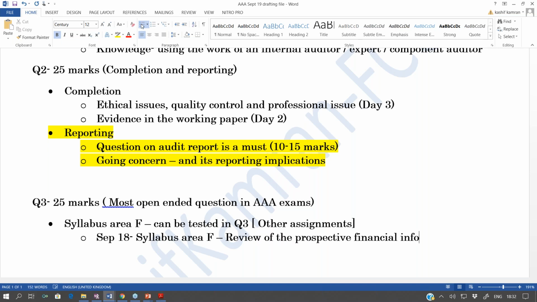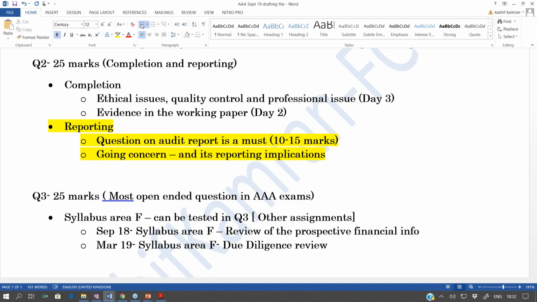Then in the March 19 exam sitting, the examiner again tested syllabus area F, this time with due diligence review. So out of the four exam sittings so far, in September 18 and in March 19, the examiner has tested syllabus area F in the third question.